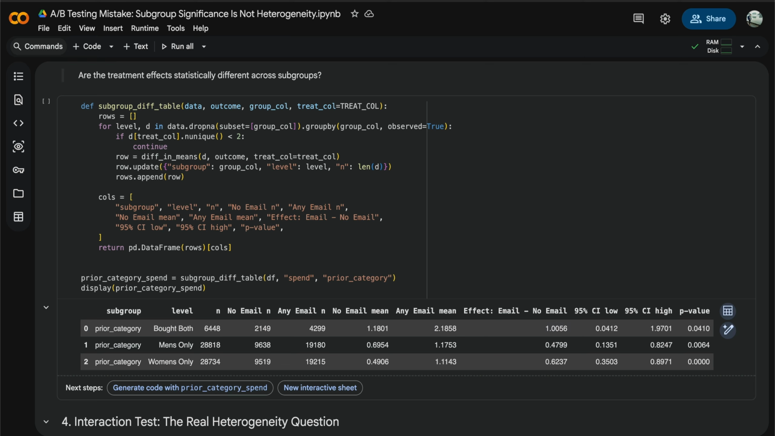If we want to ask how different the subgroups are from each other, across the subgroups, we will need an interaction test to answer that.